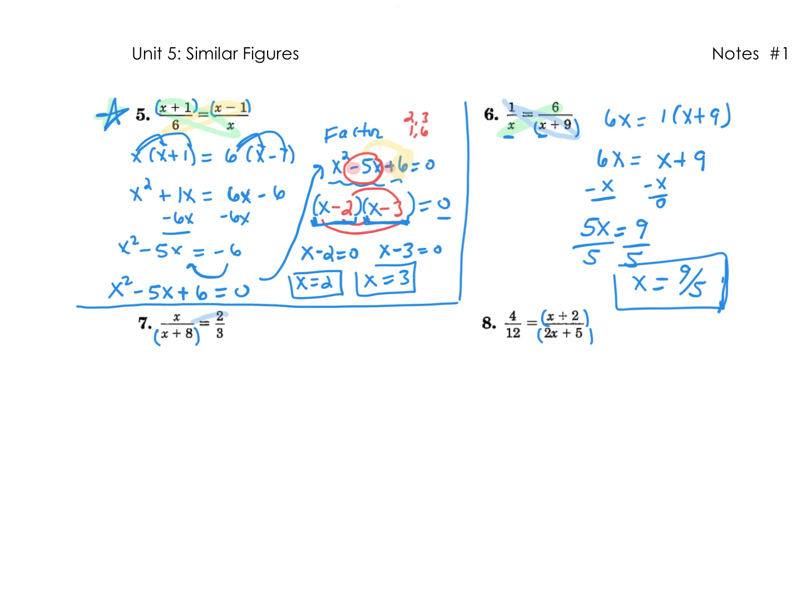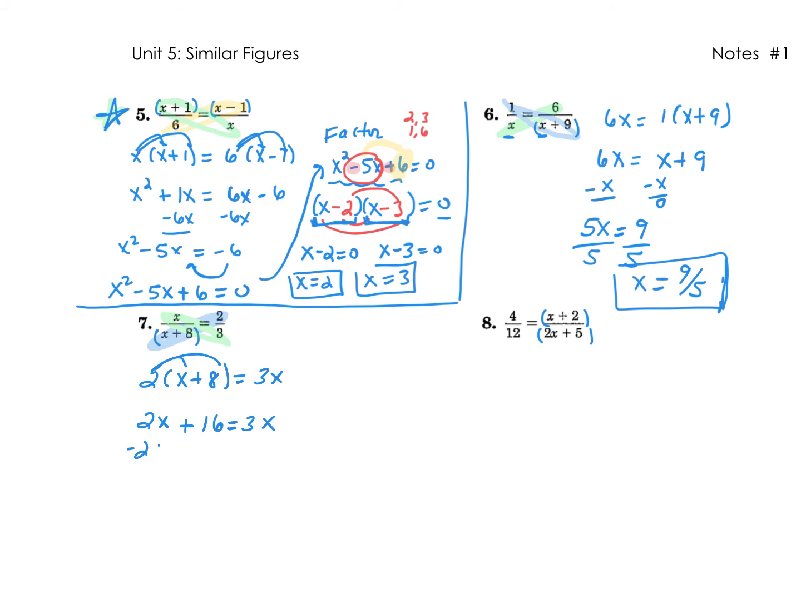Okay, so number 7, we're going to take 2 times x plus 8, and we'll set it equal to 3 times x. So 2 times x plus 8 equals 3x. Distribute that 2 to everything inside the parentheses. 2 times x is 2x, 2 times 8 is 16, and that's equal to 3x.